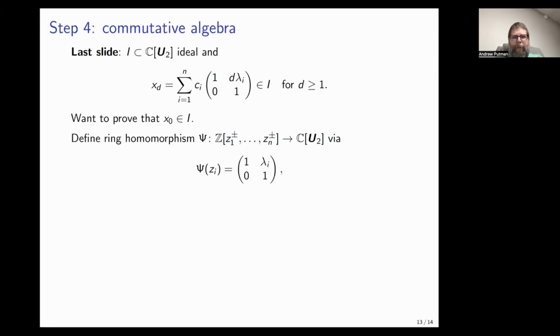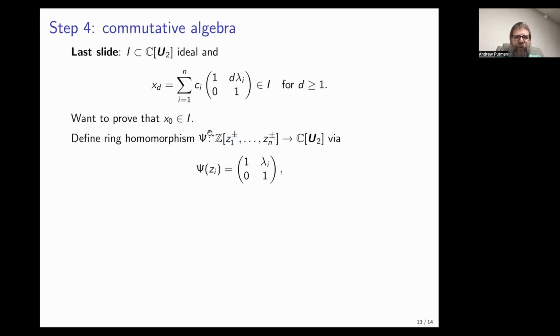And so, the group ring of this thing is kind of complicated. I want to talk about just the easiest group ring I know, which is just Laurent polynomials over the integers. And so I'm going to define a ring homomorphism from Laurent polynomials over the integers to this group ring, and z_i is going to go to the matrix 1 lambda 0 1. I can do that.